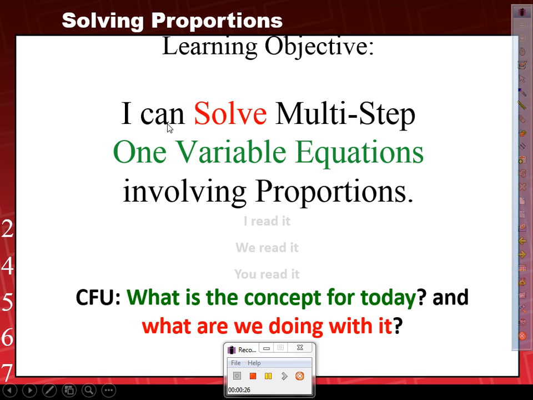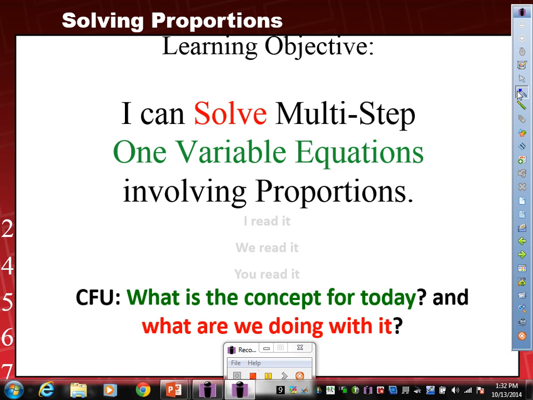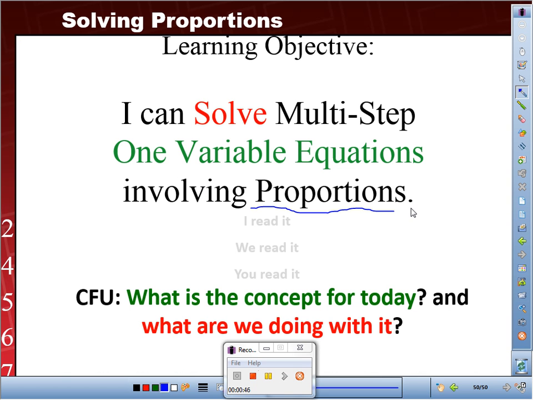In our objective for today, I can solve multi-step one-variable equations involving proportions. So now we're going to get into proportions. Let's read together. 1, 2, 3. Multi-step proportions. All right? So once again, make sure you make a note of this.